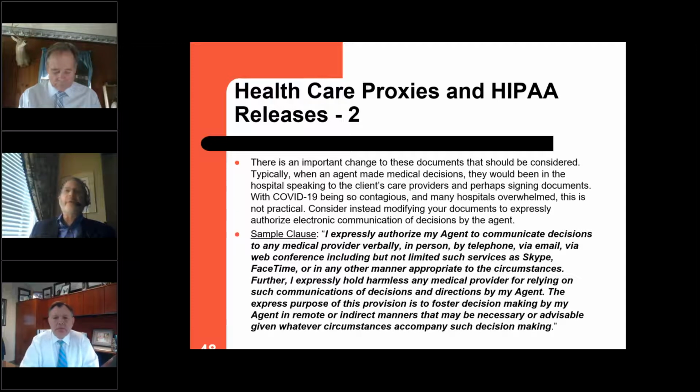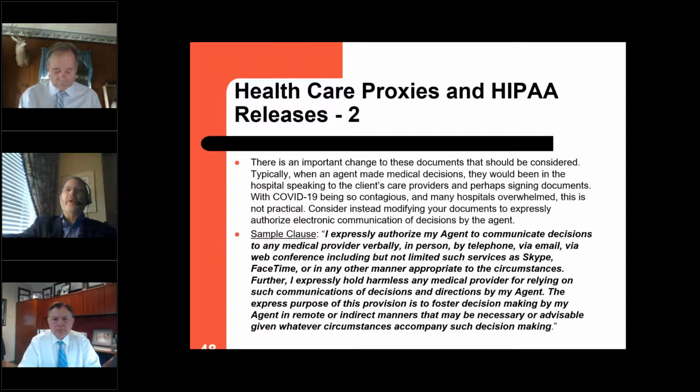So I have a sample clause I created in the bottom of 48 that you may want to incorporate into healthcare proxies, where I expressly authorize Bob to communicate medical decisions with medical providers via FaceTime, Skype, web meetings, et cetera, sign documents to approve medical decisions electronically, et cetera, and hold harmless the medical providers for a decision Bob makes in that manner. We need to rethink everything.